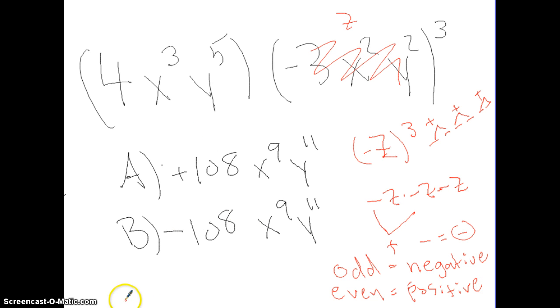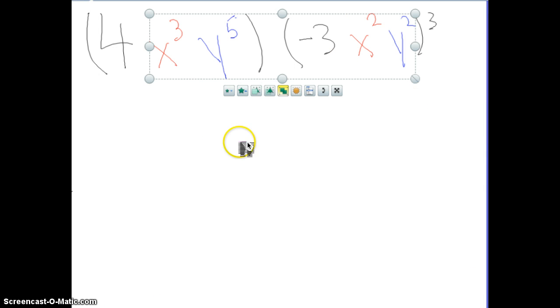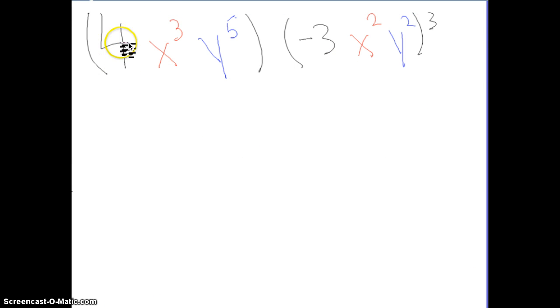All right, let's actually solve this now. And you can see that I've organized the problem at this point into coefficients or constants, 4 times negative 3 to the third, and those are my black terms. I've organized them into x's, those are the red terms, x to the third times x squared to the third, and my blue terms, y to the fifth times y to the second to the third. I might as well solve this two different ways. I'll do it this way first.